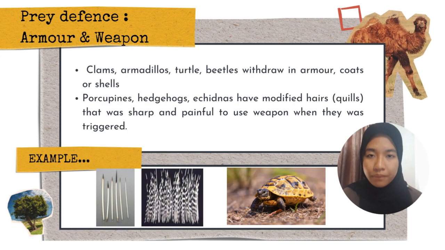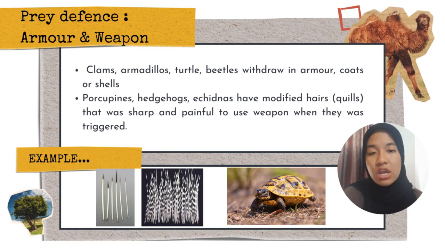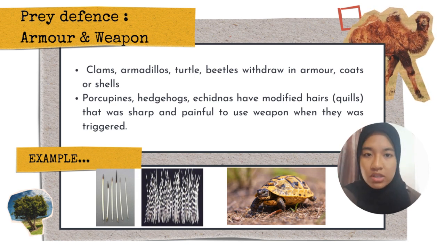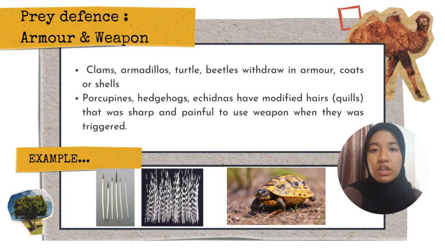We will talk about armor and weapons. Clams, armadillos, turtles, and beetles withdraw into armor or shell. Porcupines, hedgehogs, and echidnas have modified hairs, which we call quills, that are sharp and painful to use as weapons when they are rigid. So when they are attacked, they will spread their quills at the predators. Or the tortoise and the turtle will use the shell to prevent the predators from eating them.